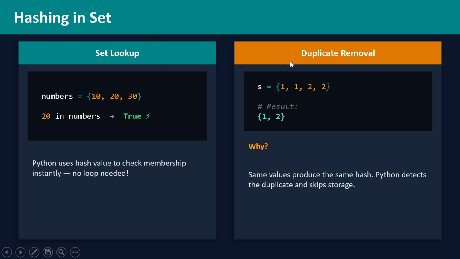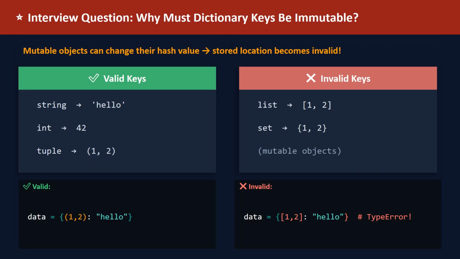Next, hashing in set lookup and duplicate removal. Here again we have numbers like 10, 20, 30. So 20 is in the set, true, right? So 20 is present. Here we have 1, 1, 2, 2, and we are getting the result 1, 2. That means Python uses the hash value to check membership internally. No lookup needed, no loop needed, right? The same value produces the same hash. As I told you, if you give multiple values that are the same, the hash code is generated on the basis of the value only. So it will say, okay, there is the same hash code for this 2 and that 2, so it will not allow duplicates. Python detects the duplicates and skips storage. That way it takes care of duplicates.